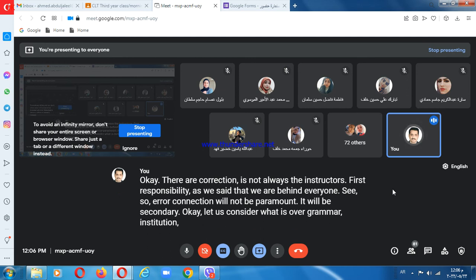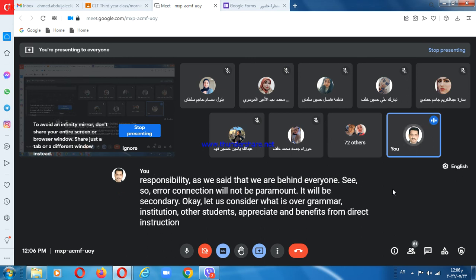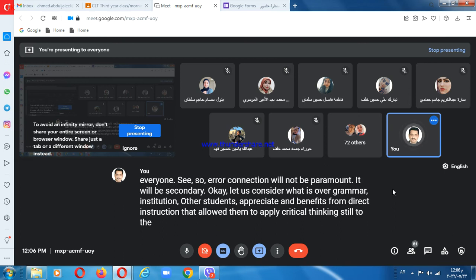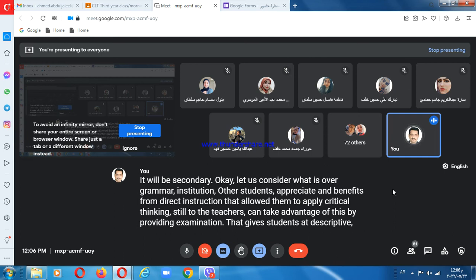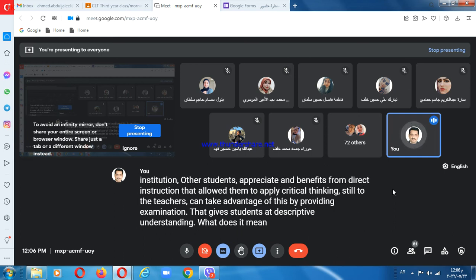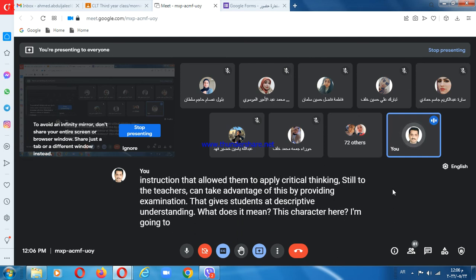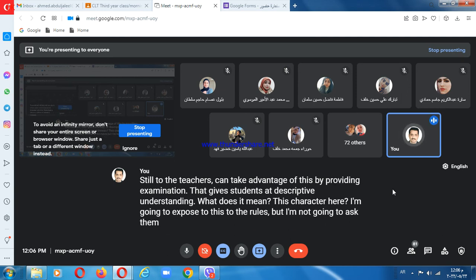Adult students appreciate and benefit from direct instruction that allows them to apply critical thinking skills to the learning. Teachers can take advantage of this by providing explanation that gives students a descriptive understanding. What does it mean, descriptive? Here I'm going to expose students to the rules, but I'm not going to ask them to memorize them, and this is very, very important.